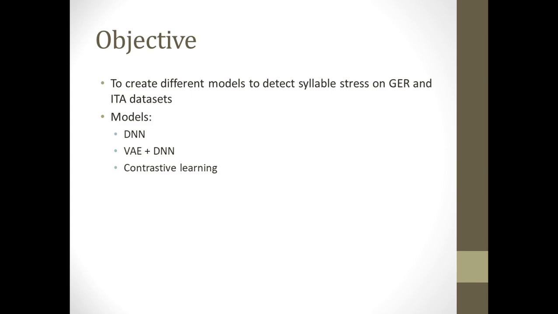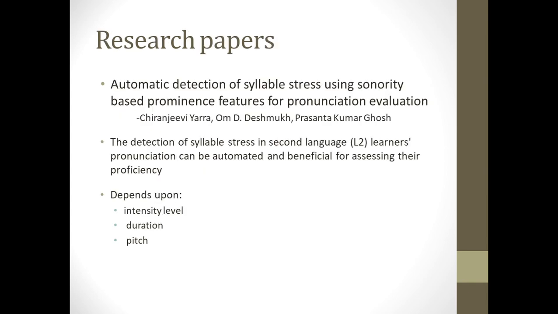But right now, what I did was syllable stress detection, and I did that on German and Italian datasets. We have native English speakers, and also we speak English differently. In a similar way, German and Italian people also speak English differently. We have worked on those datasets and developed different models. I've gone through the paper 'Automatic detection of syllable stress using sonority-based prominence features for pronunciation evaluation' by Chiranjeevi Yarra Sir, Dr. Om D. Deshmukh, Prasanta Kumar Ghosh, which was published from IIIT itself.